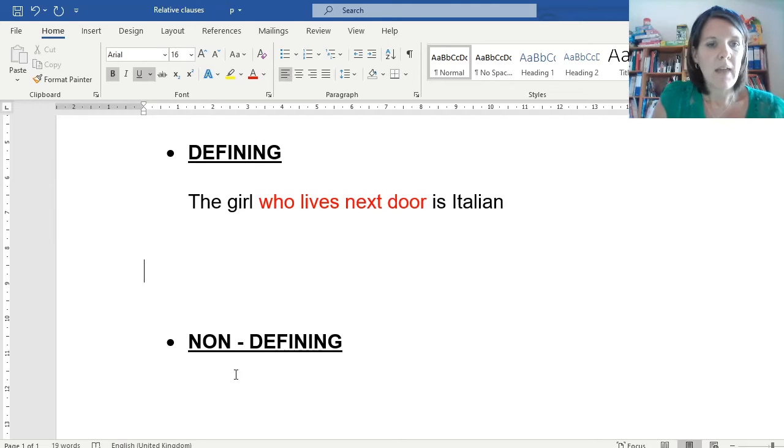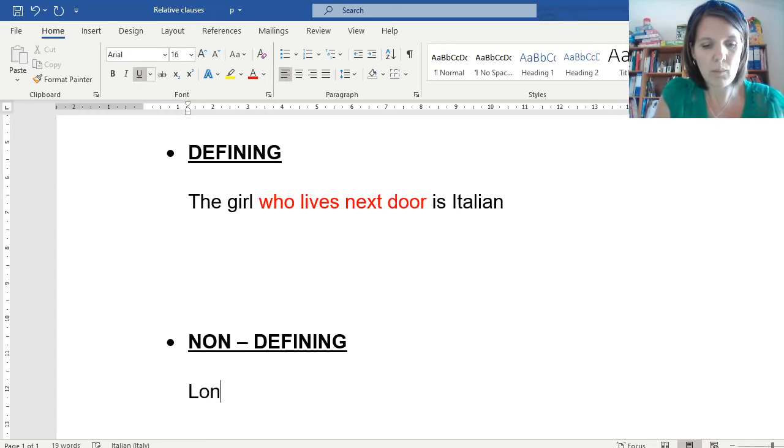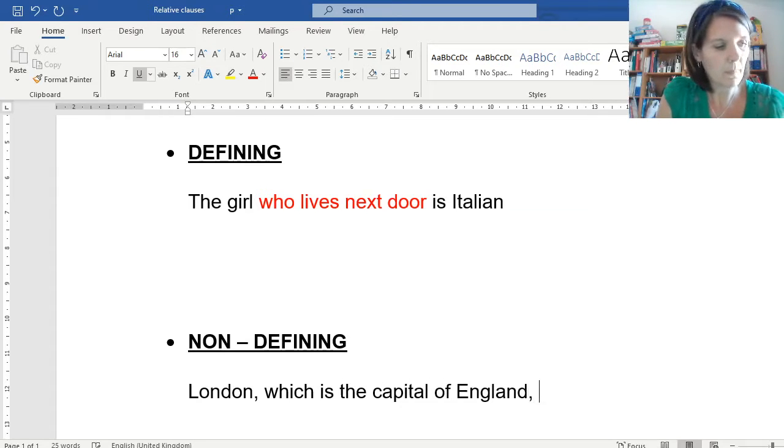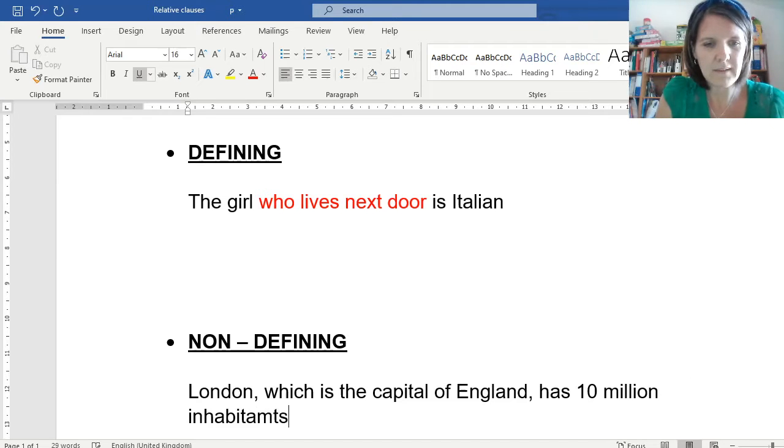Okay, and then we have our non-defining relative clause, which simply gives us extra information. Okay, let me give you an example here. So we've got London, which is the capital of England, has, now I'm not actually sure how many inhabitants London has anymore. Let's say 10 million inhabitants. Suspect it's a lot more, but anyway.